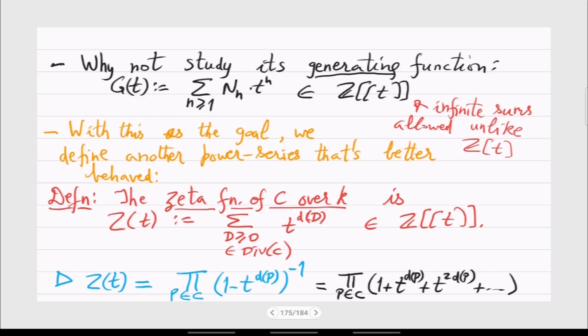Which expands this way. Right, so just like numbers factor into primes, divisors factor into points. So the zeta function also has a corresponding factorization. But those points go over the algebraic closure.